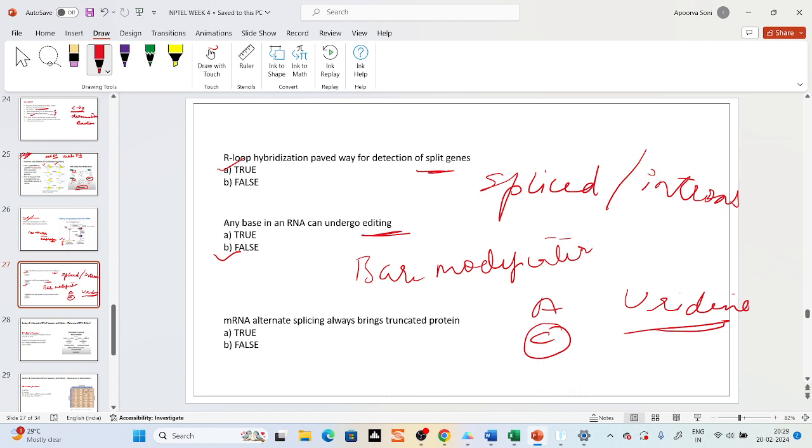mRNA alternate splicing always brings truncated protein. True or false?